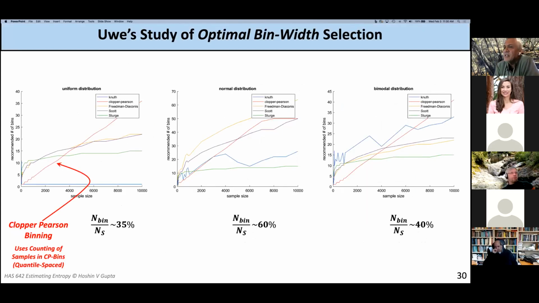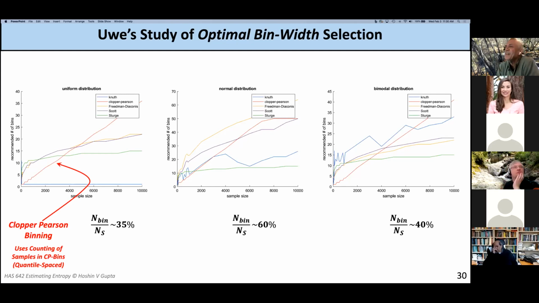Here's a slide I stole from Uwe. He sent this to me, so I could use it. And he's tested many different binning methods. These are all bin counting methods, I believe. Uwe will correct me if I'm wrong. And what he's plotting on the x-axis is sample size. On the y-axis is the recommended number of bins. Sorry, Uwe, did you want to correct me? No, I just wanted to say correct.